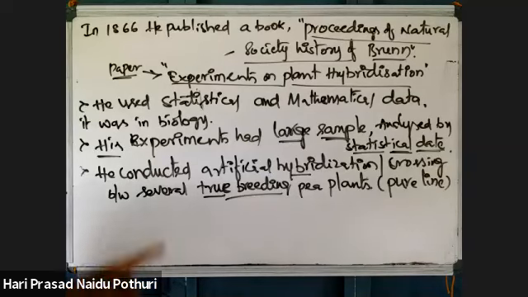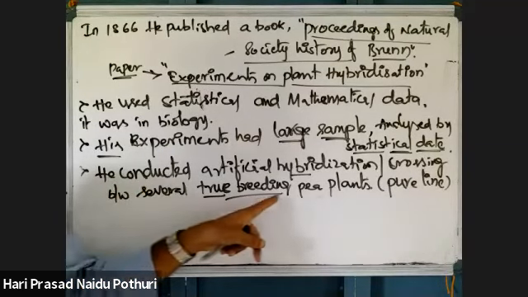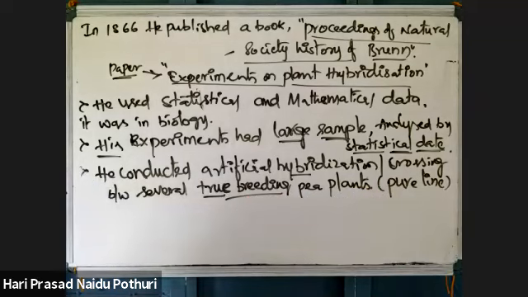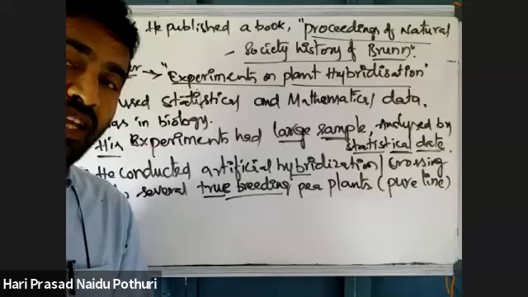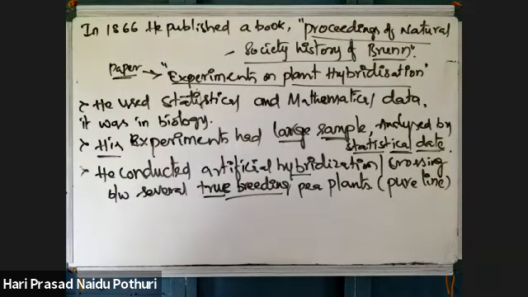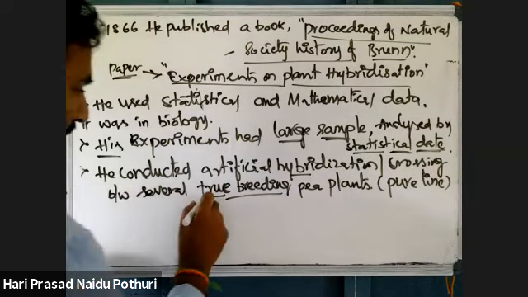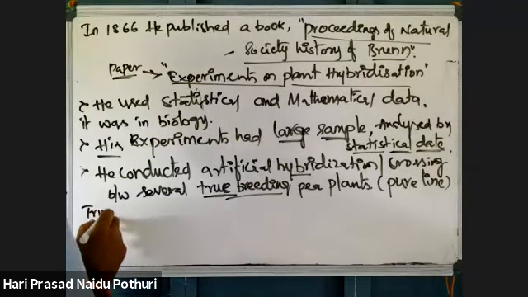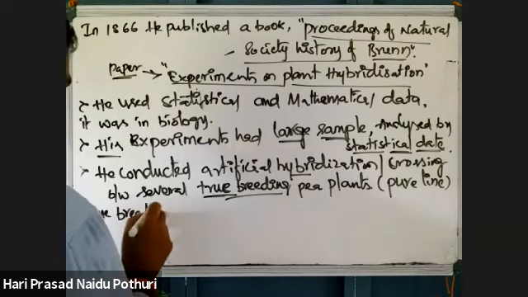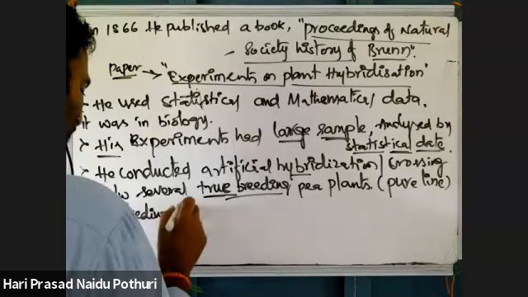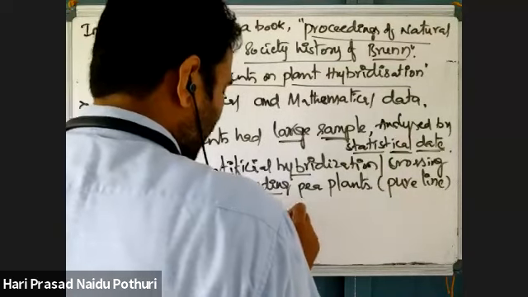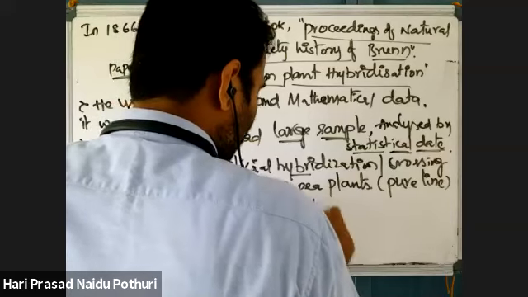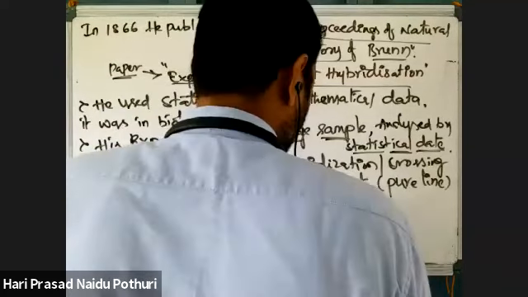Here, he used true breeding pea plants, which are pure lines. What is a pure line? It is for desirable characters, homozygous for all individuals. How are true breeding varieties produced? True breeding plants or varieties are produced by self-pollination for some generations.